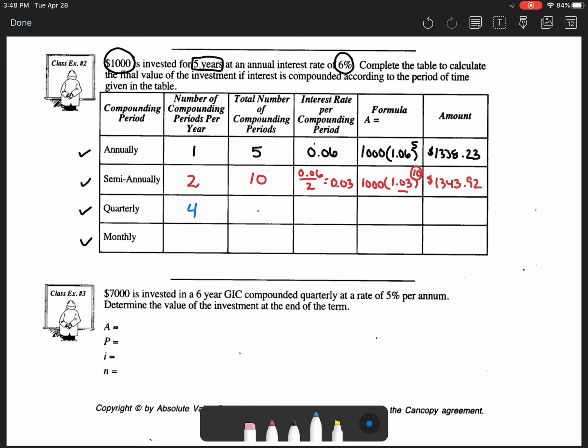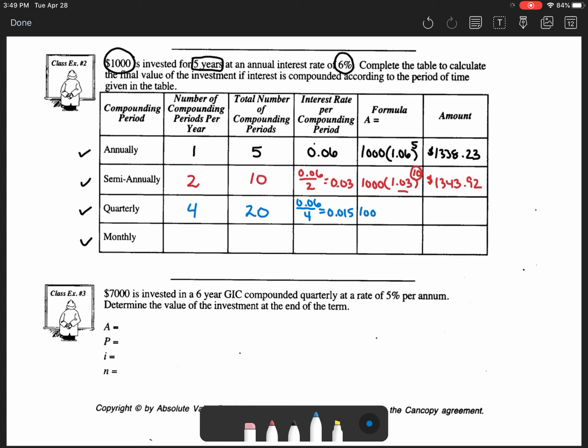So what you can see is the more often I calculate interest, the greater my final amount will be. Okay, quarterly, like we'd mentioned, quarterly means 4 times a year or every 3 months. So if I'm calculating interest 4 times a year for 5 years, that means I will have 20 total times I'm collecting or compounding interest. Okay, 4 times every year for 5 years, that's 20.